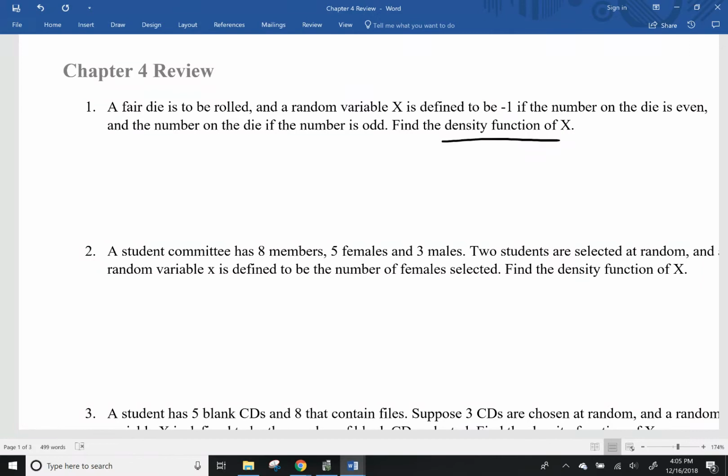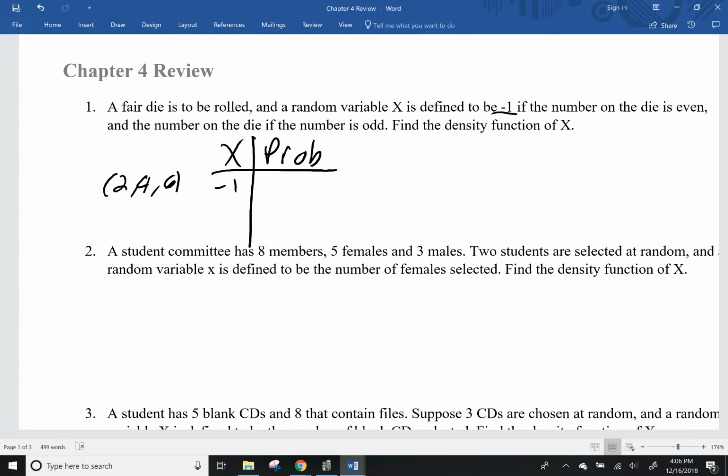So density function means basically we're going to make a table for this. So tables x and then probability. So x is defined to be -1 if we roll an even number. So this is if we roll a 2, a 4, or a 6. Okay, but that's not part of my table. My table is simply this here.